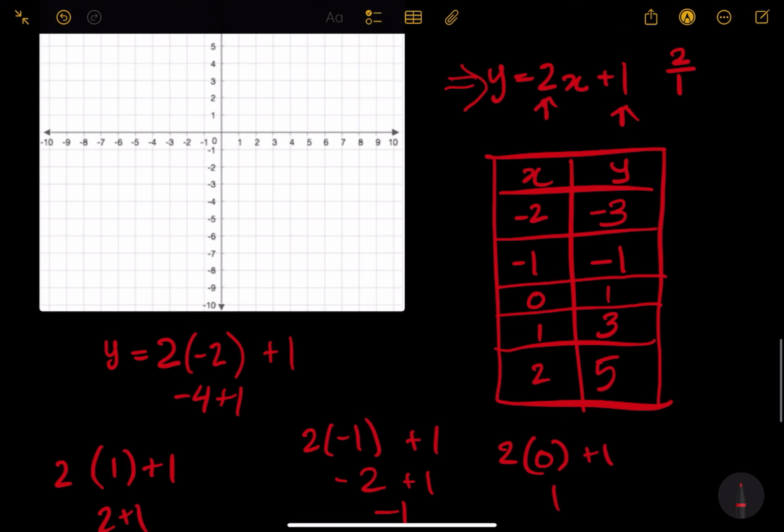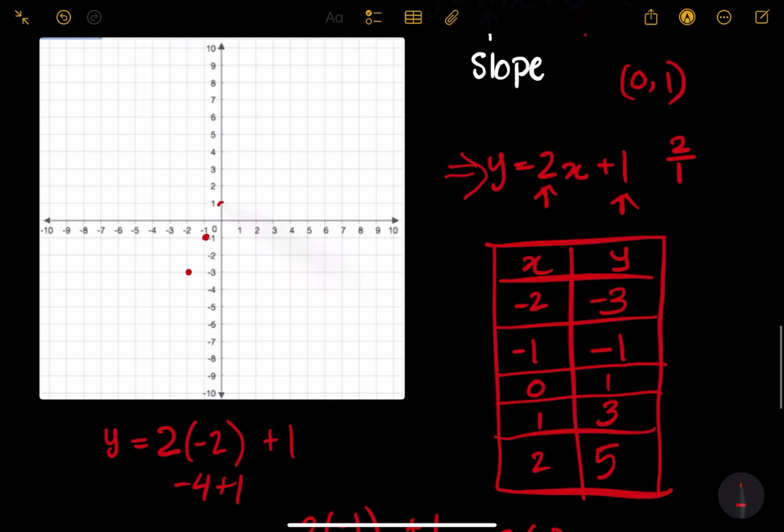And now we just graph these on the graph. That means -2, -3. We have -1, -1. Then we have 0, 1, then 1, 3. And then we have 2, 5.